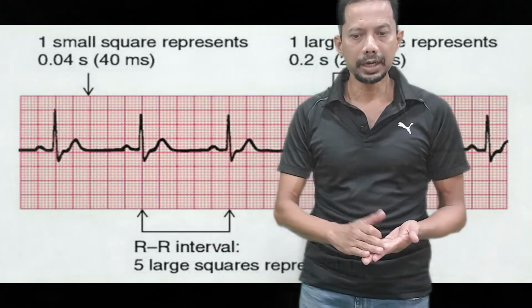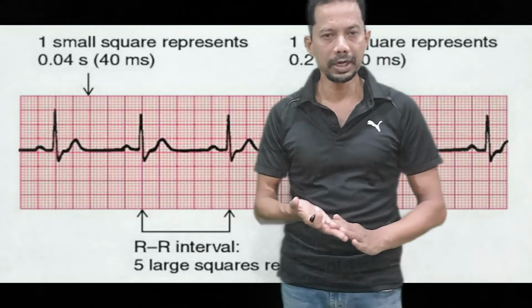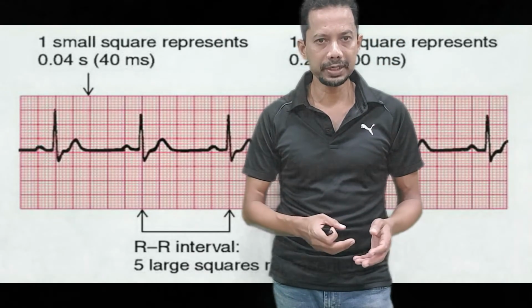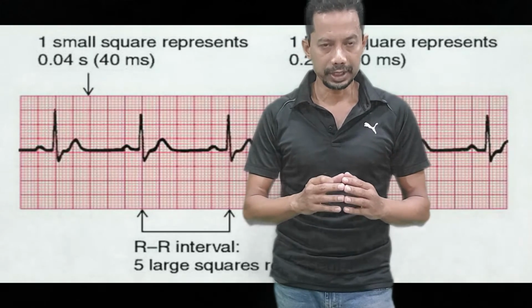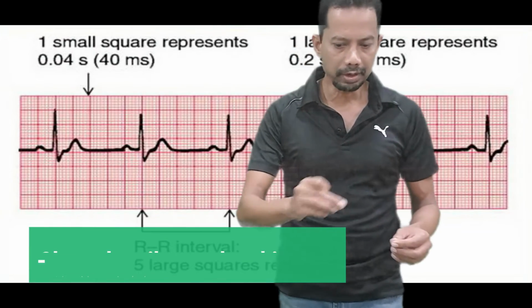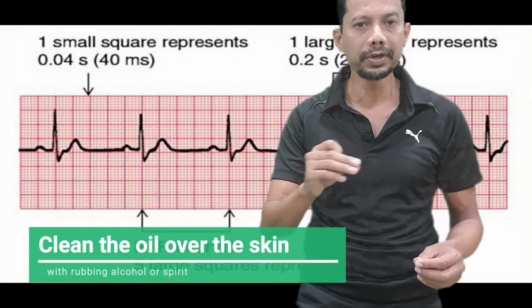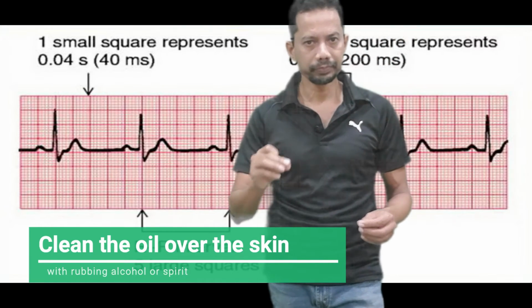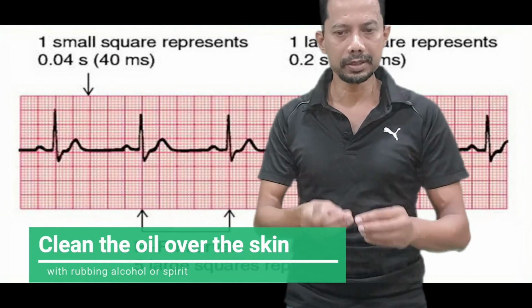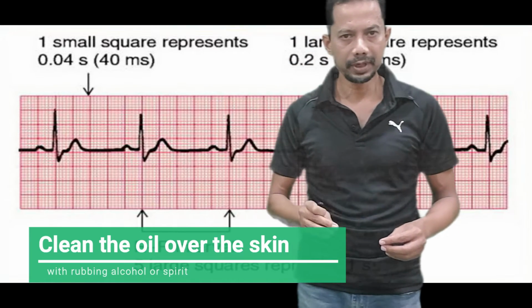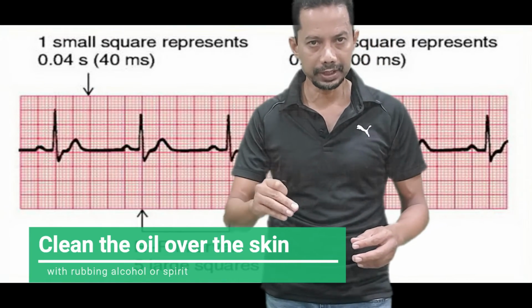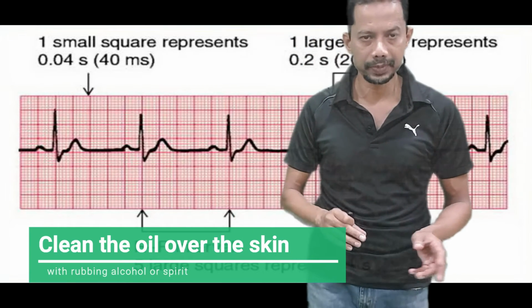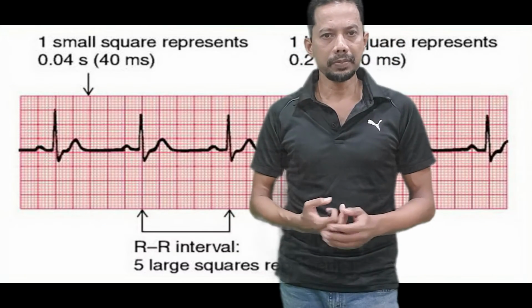The skin should not be oily. If it is oily or sweaty, you have to take care of all that. So you can wipe the area where you are going to apply the electrode with a spirit swab. You take cotton, apply a little spirit and clean that area. If there is hair, you shave off that area after taking the patient's consent. So this is another important step.